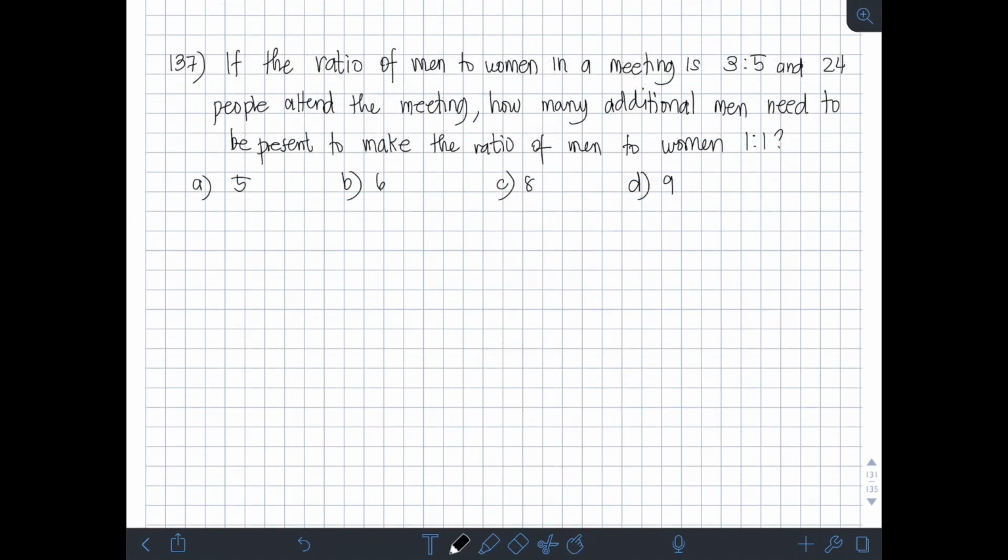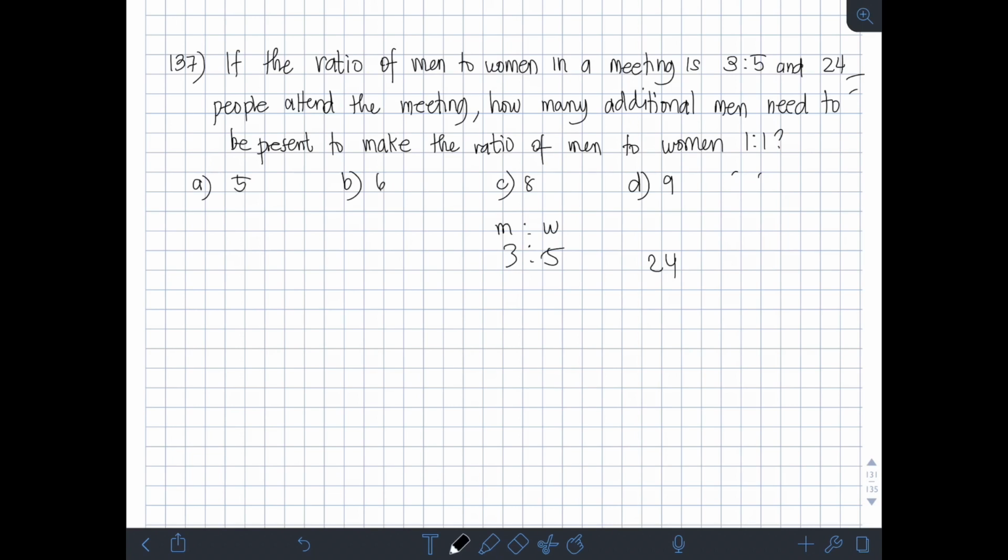Okay? Next, we have, if the ratio of men to women in a meeting is 3:5 and 24 people attend the meeting, how many additional men need to be present to make the ratio of men to women 1:1? Okay, so yung original ratio daw ng men to women is 3:5. So, men is to women. Ngayon, yung total attendees daw is 24. So, ano raw yung kailangan nating idagdag na men para maging 1:1 na yung ratio or para maging equal na yung men sa women? So, hanapin muna natin yung original attendees na men at women.